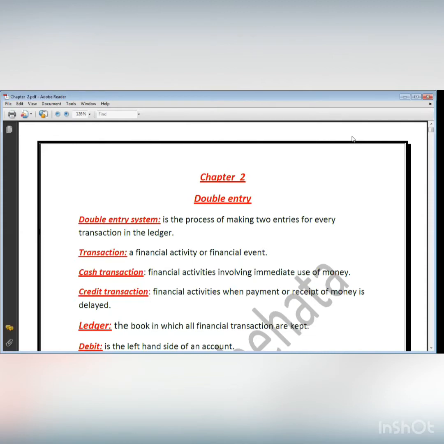As we said before, the main object of accounting is to record all financial information. So now I will record financial information. This financial information is called a transaction, which means if I bought something, if I sold something, if I took money from someone. So this is called a transaction. Double entry means that for any transaction, I have to make two entries.